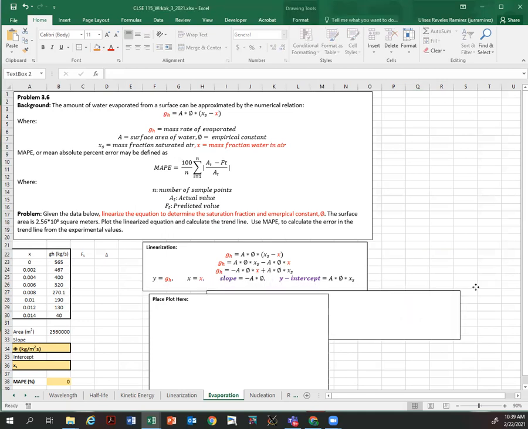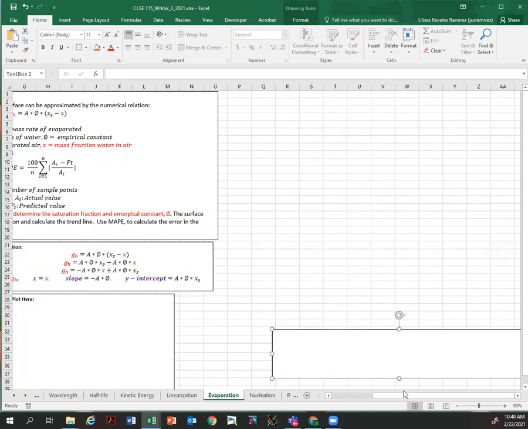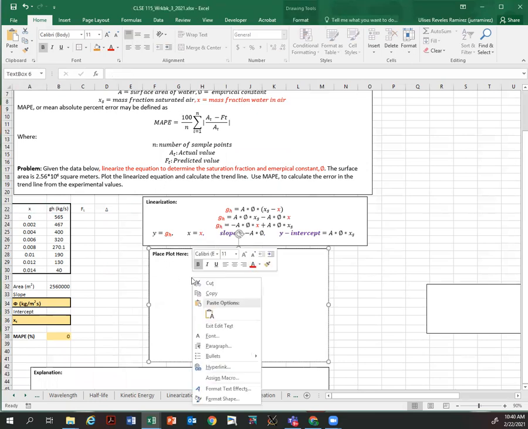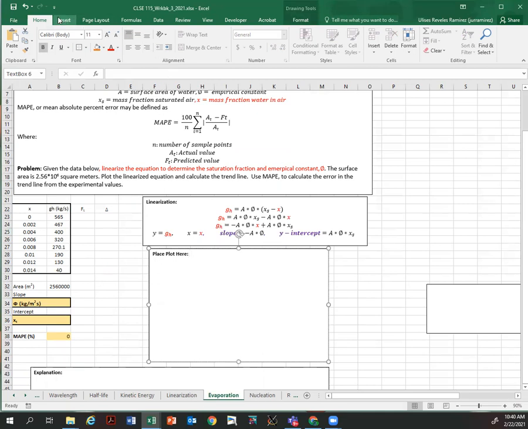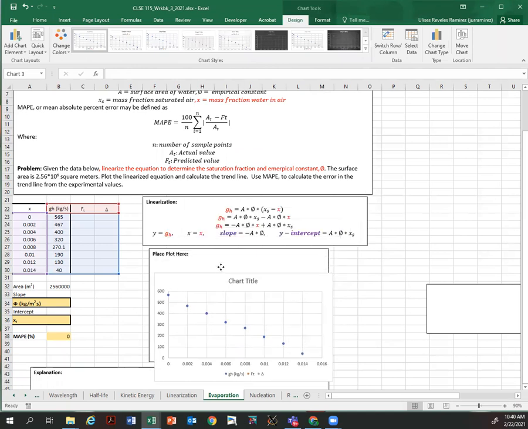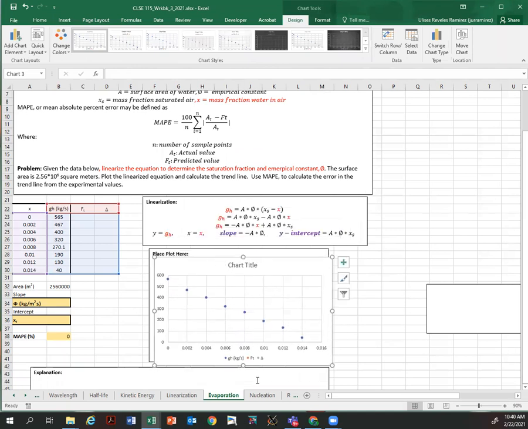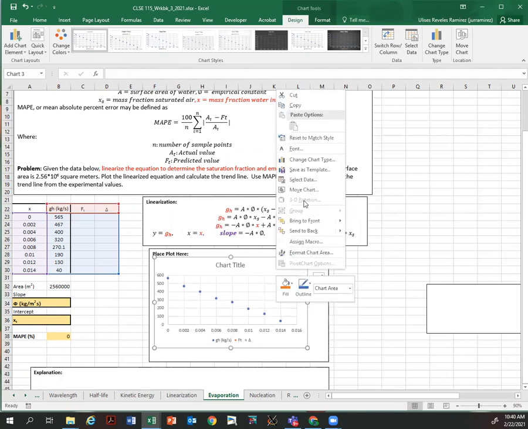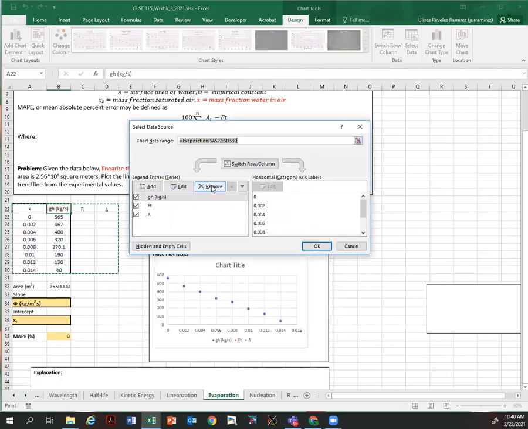Okay, so we're ready to make the graph. So we're going to make a graph here from your X and Y. See, this is your X and this is your Y. So I'm going to insert a chart, a scatter chart here. And just to be sure that we have the correct variables, let's see, select data. Okay. Let's remove this one, remove this one.